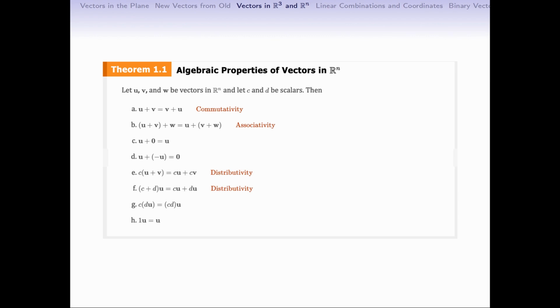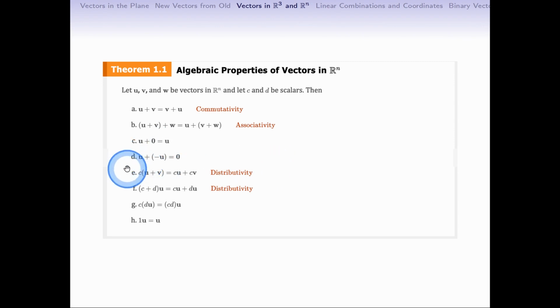Now, part C is really just a special property of the zero vector, the vector that consists entirely of zero components. It says if I were to take a vector u and add the zero vector to that, not surprisingly, I just get back the vector u that I started with. So that's really a property of the zero vector.